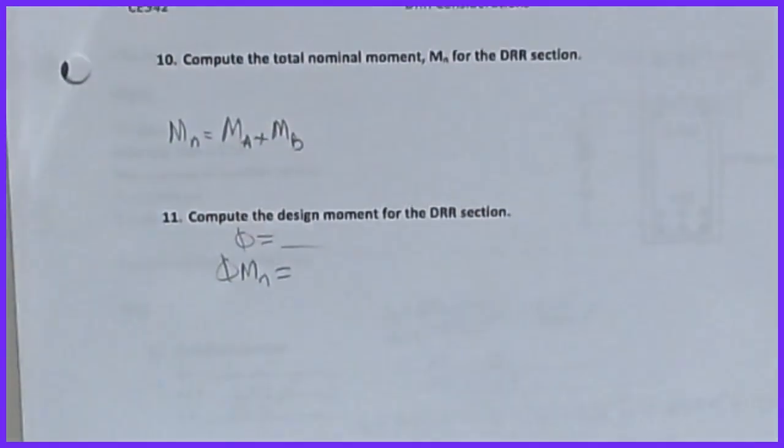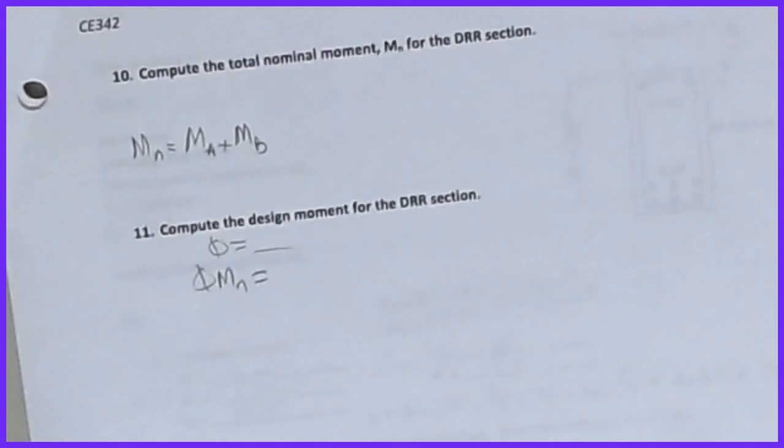So anyway, that's kind of the approach for a doubly reinforced rectangular section and the analysis process that's required for both. So I hope this has been pretty clear to you.